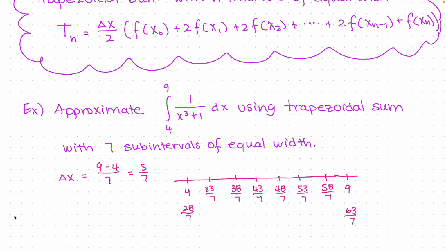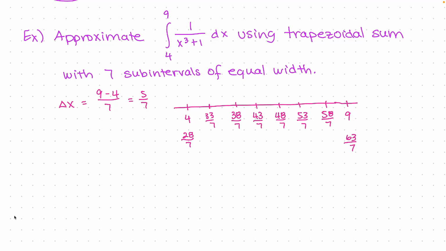I'm using those values, and those values basically correspond to my x0, x1, x2, and so on, all the way up to xn. So now, let's plug it in. Nowhere on this problem have I actually defined what f of x is. I'm going to go ahead and define it, and that way I can use the notation of just saying f of x each time. What is my f of x in this case? Yeah, 1 over x cubed plus 1. It's just the integrand.